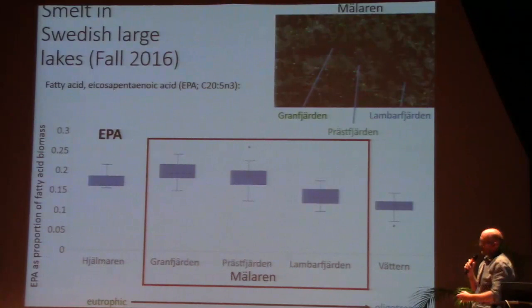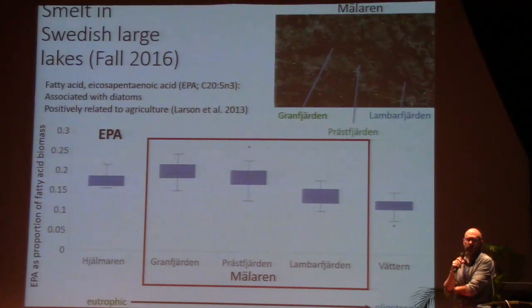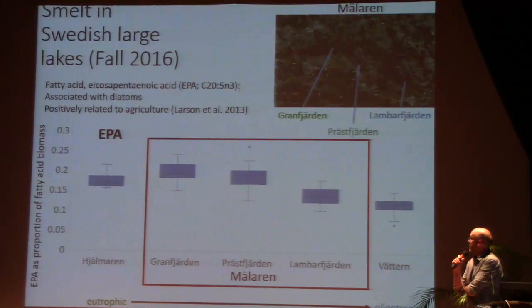And really, the EPA content in smelt from these different locations lines up very well with what you might expect based upon past work, which suggests that EPA in consumers can be positively related to agricultural inputs. So these patterns line up with what one might expect. And if you focus on the values in Mälaren, it also suggests that smelt in different parts of this lake are relying on different production pathways.